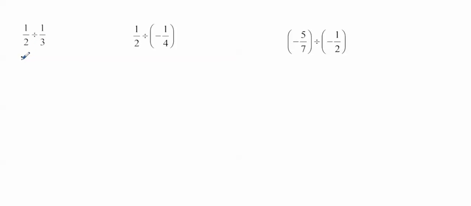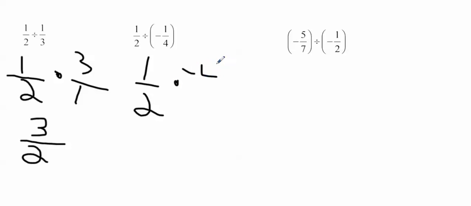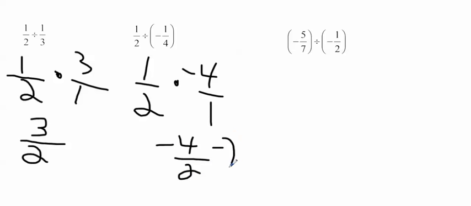The easiest way to do it is just to leave this fraction, change the sign to a multiplication, and then flip it. That is, flip it, make it 3 over 1. And when you do this, you get 3. 1 times 3 is 3, and 2 times 1 is 2. Pretty simple, right? This one you do 1/2, and then now it's going to be times -4 over 1, and then you get -4 over 2, which reduces to a -2.